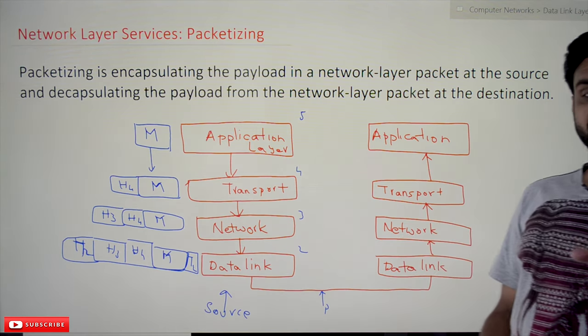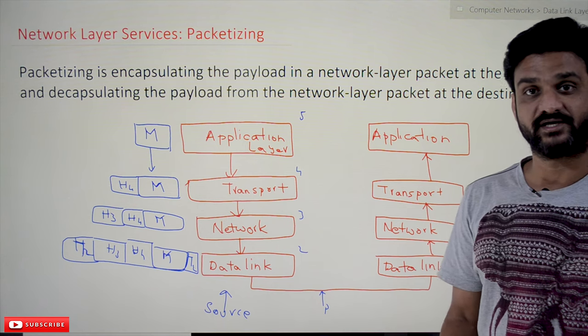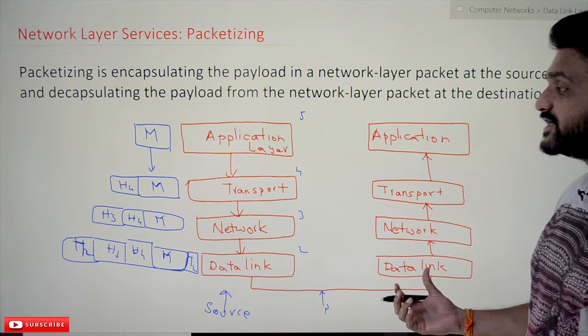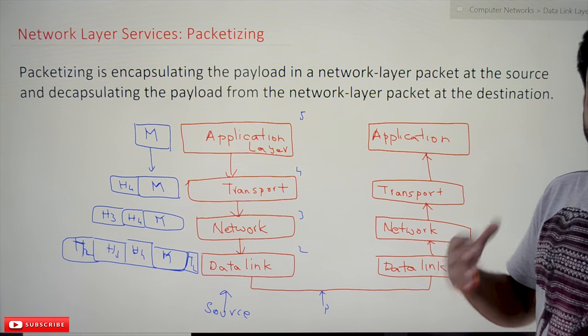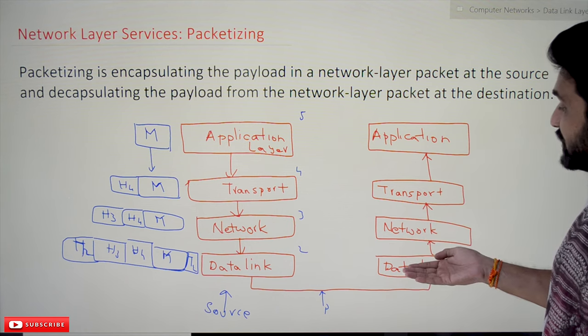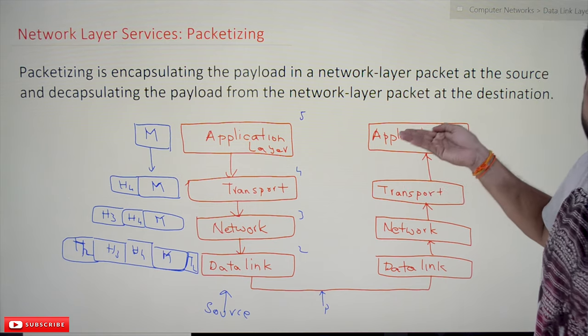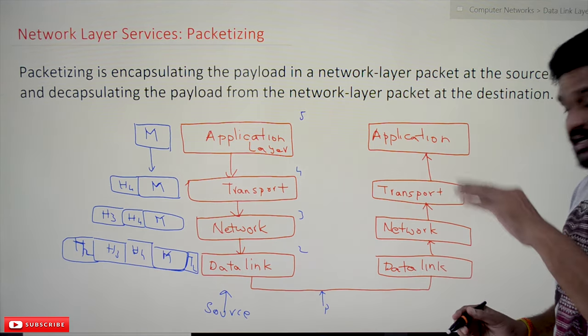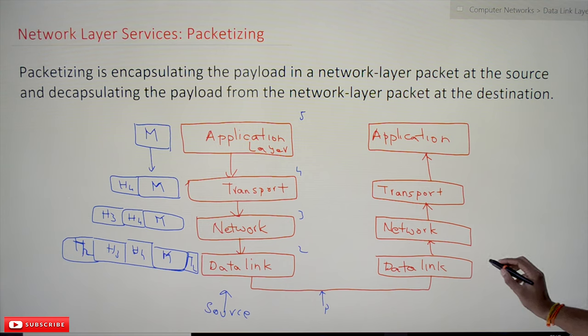So what happens at the receiver, that is very important. Decapsulation happens, and the decapsulated payload will be transferred to its upper layer. The services will be provided to its upper layer. So now what happens at the data link layer? First, the data will get received.